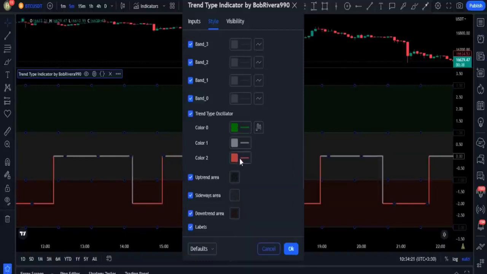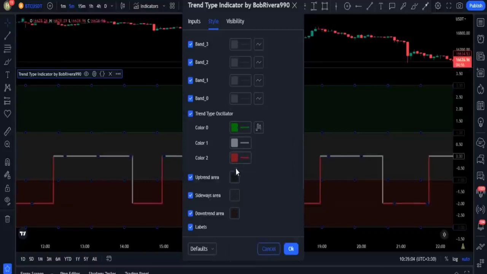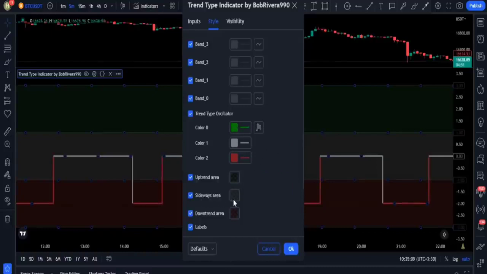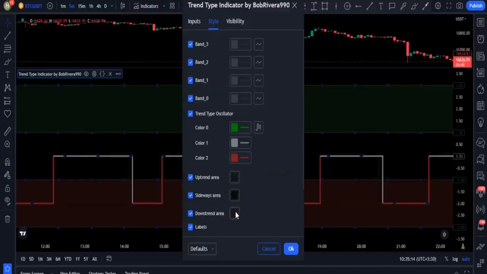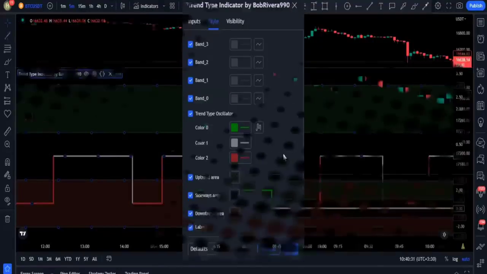Then also for the Color 2 option, I choose a darker red and increase the opacity to 100% and make it bolder. I leave the uptrend area's opacity on 10%. And decrease the opacity of sideways area to 0%. And leave the downtrend area's opacity on 10% as well.